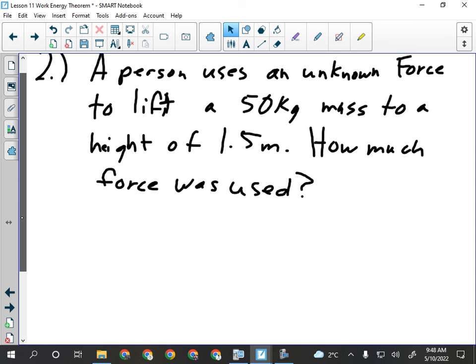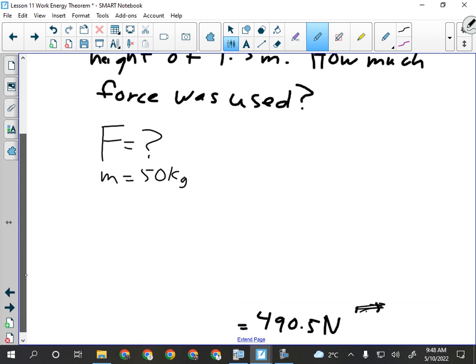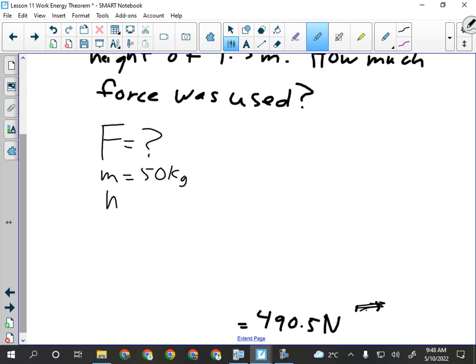Now the things I'm given. First off, the force is unknown. I'm being asked to calculate the force. It gives me the mass, 50 kilograms, and then it says it's lifted to a height of 1.5 meters. So our initial height is 0, and our final height is 1.5 meters. Over what distance do you exert this force? 1.5 meters. That's the thing that gets used twice.